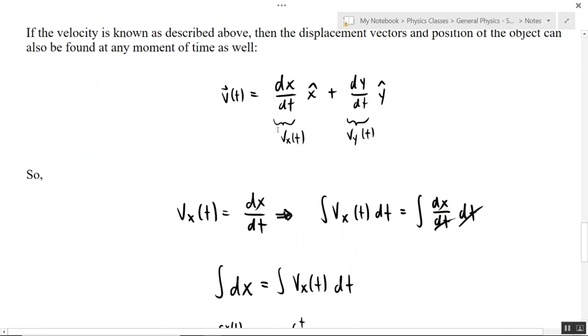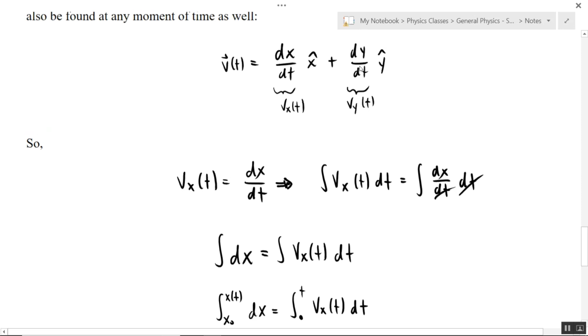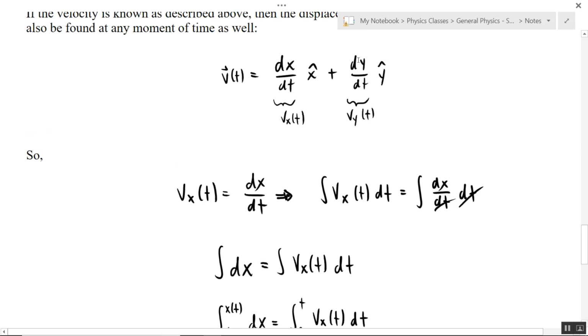So then what you can do is go another step, right? If you know A, you can find V. Now if you know V, you can also find R, which is the position, where the object is at any moment of time. So the derivative of the x component with respect to time is the x part of the velocity, right? The derivative of the y coordinate of the object is the y part of the velocity.